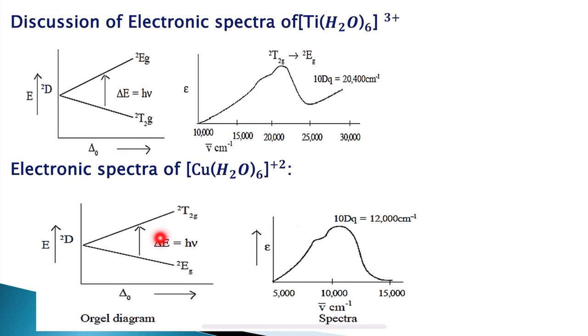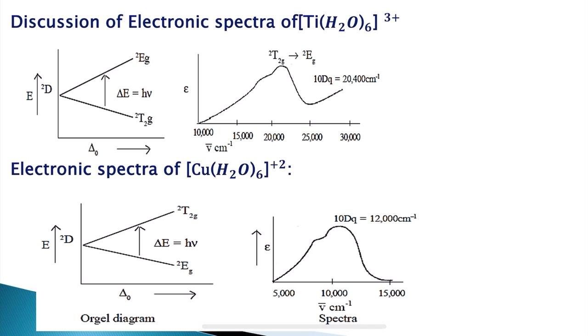So, here you make the observation that 2Tg, which is in the ground state, will be in the excited state in the case of the cuprous hexahydrate complex. The spectroscopic ground term is 2D, which is similar to the D1 configuration. The one unpaired electron which is present in the D9 system will enter the lower energy state, and after absorbing the radiation energy, it will be excited from the Eg level to the T2G level.